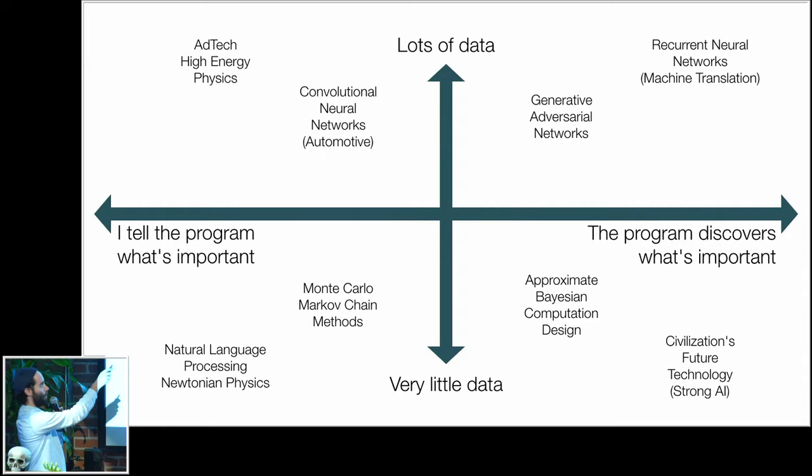A lot of folks, for content generation, are in the upper right corner. You're not really telling the computer what's important for something like recurrent neural networks. You're giving it this really broad intuition, but you generally need a lot of data to do it well.